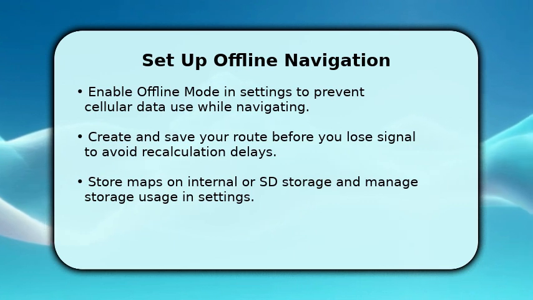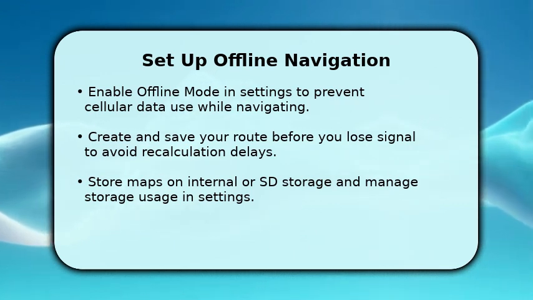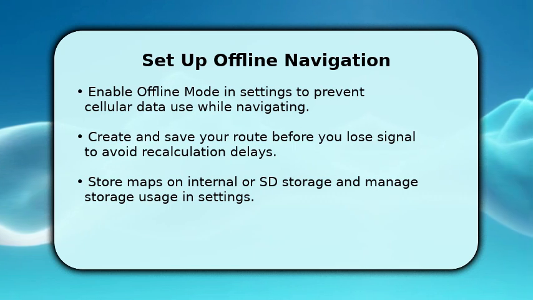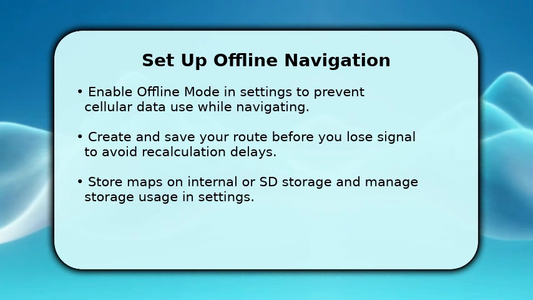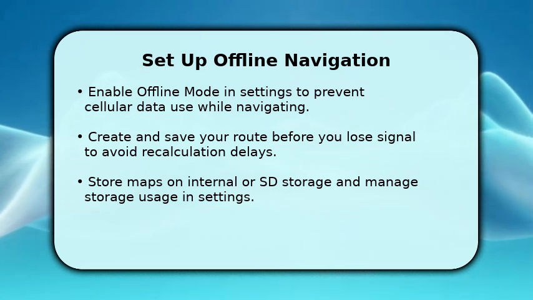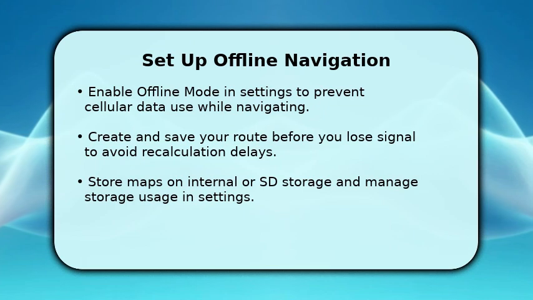Choose whether to store maps on internal storage or on an SD card in storage settings. Disable automatic updates when you want to control downloads and data usage. Keep background app refresh limited to conserve battery while navigating offline.